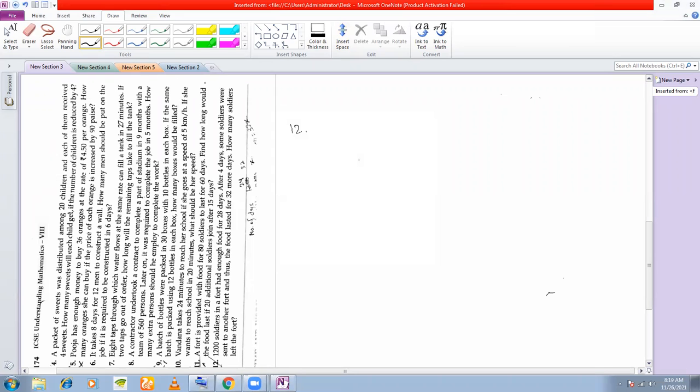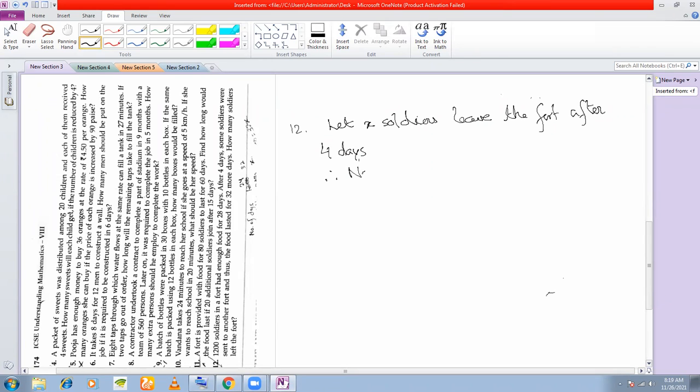Let us start by saying, let X soldiers leave the fort. After how many days? After 4 days. Let X soldiers leave the fort after 4 days. Therefore, how many soldiers are remaining after four days?